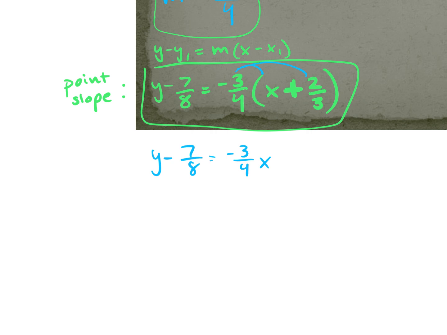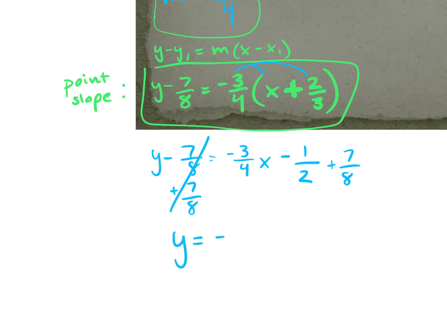When we multiply with fractions, multiply the numerators, multiply the denominators. So it'd be -6/12, which simplifies to what? 1/2. Then we want to get the y all by itself, so we're going to add 7/8 to move it to the other side.